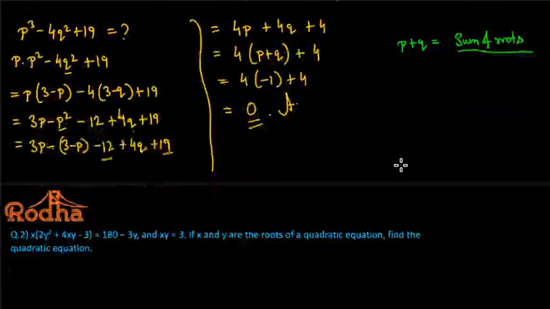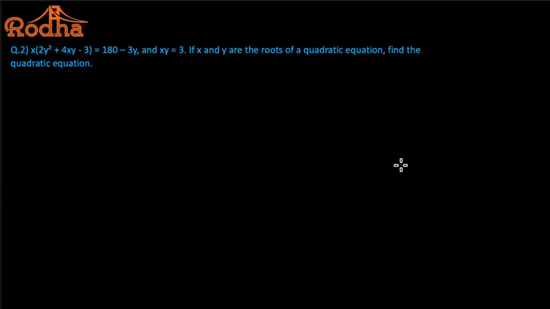Chalo, look at question 2, guys. It says that x into 2y square plus 4xy minus 3 is equal to 180 minus 3y and xy equal to 3. If xy and y are the roots of a quadratic equation, find the quadratic equation. There are 4 options given to you, and you need to find which is the quadratic equation. So directly solving it, because we are just focusing on the concept right now.